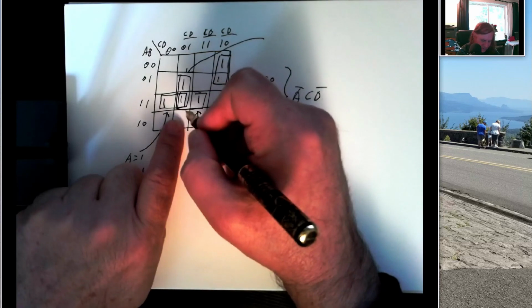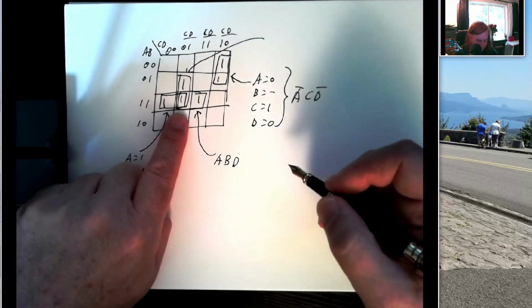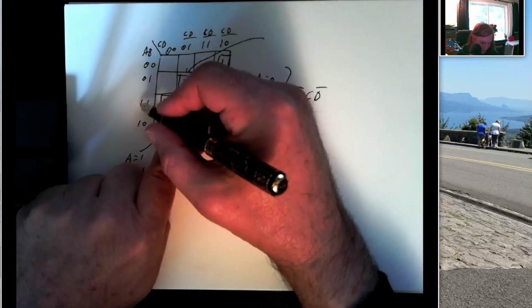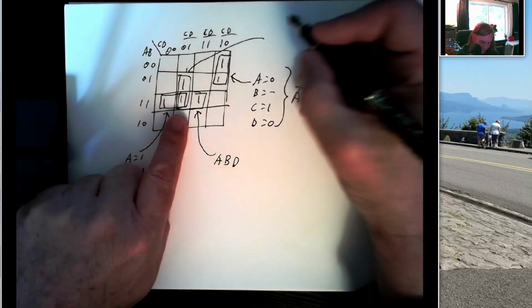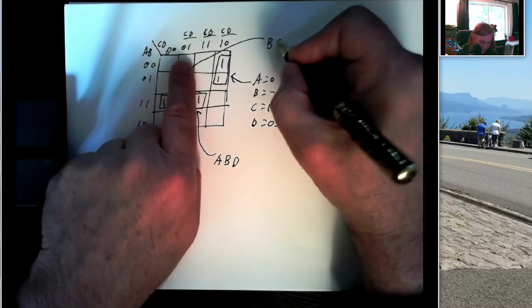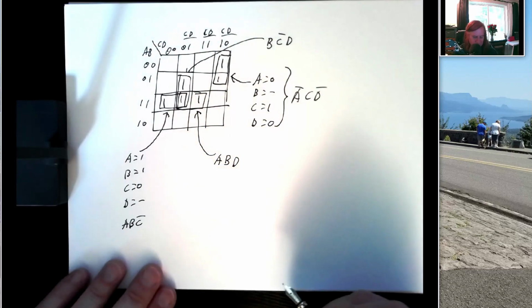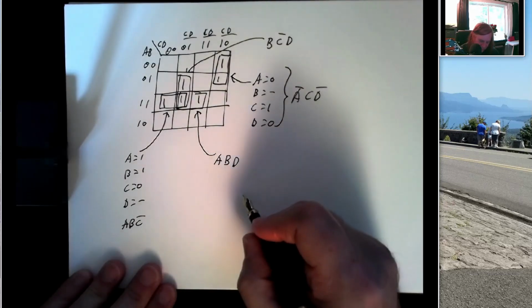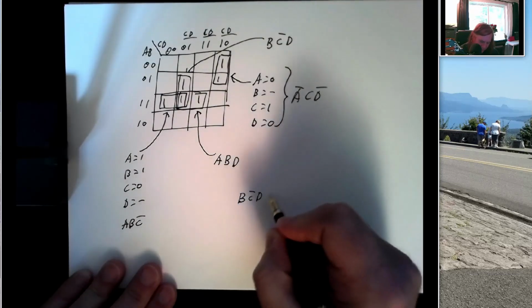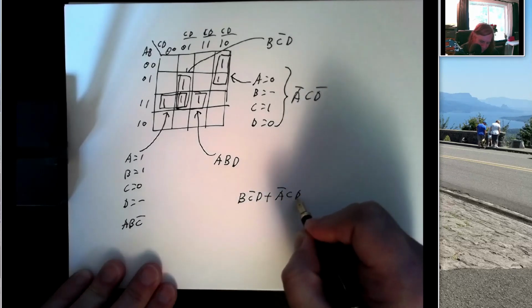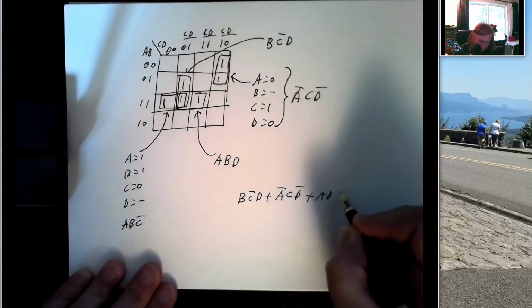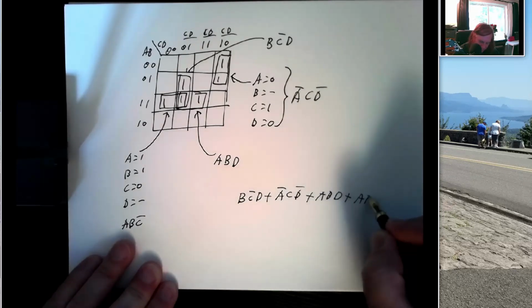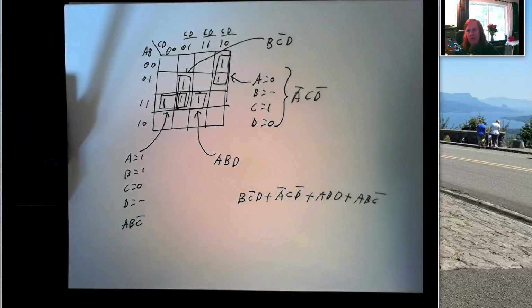And then this 2 high, 1 across box looks like A could be a 0 or 1, so it doesn't matter. B has to be a 1, C has to be a 0, D has to be a 1. And so our output expression would be B, C bar, D, or A bar, C, D bar, or A, B, D, or A, B, C bar. That's all there is to it.